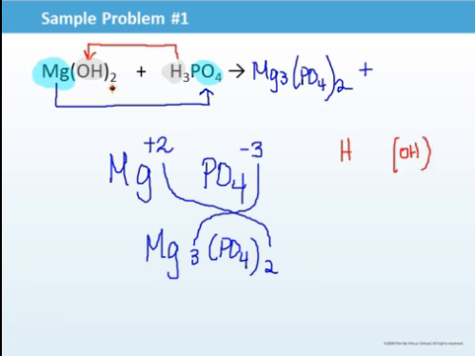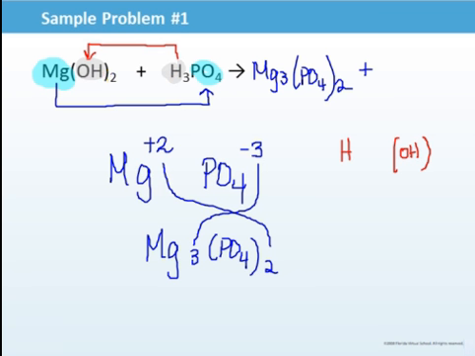Do not copy this 2 over because it might not apply anymore. The 2 is because of the charge of magnesium. So we look at just the ion. This ion is just hydrogen. This ion is just hydroxide, OH.